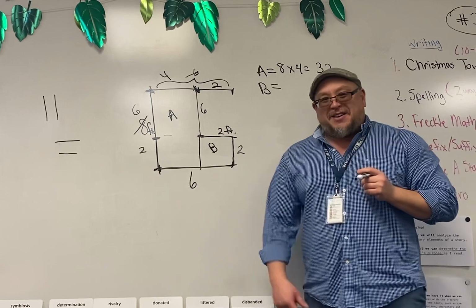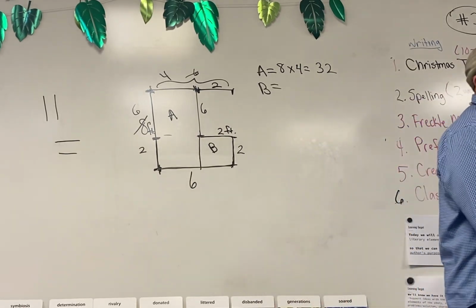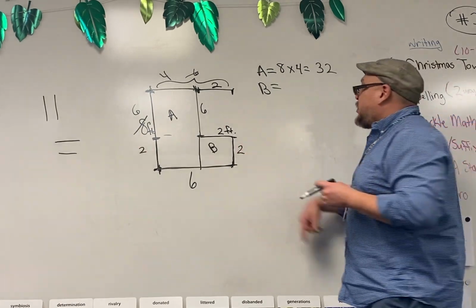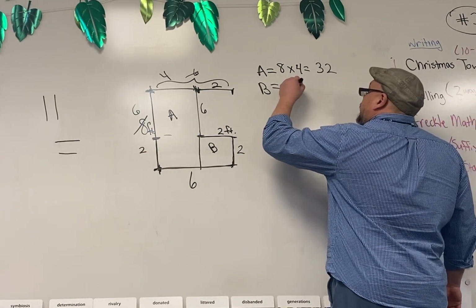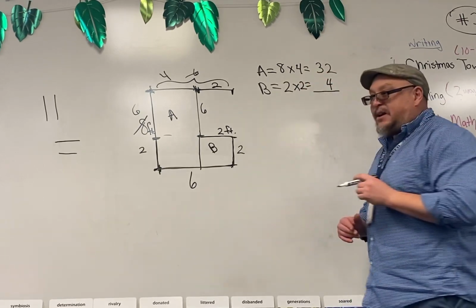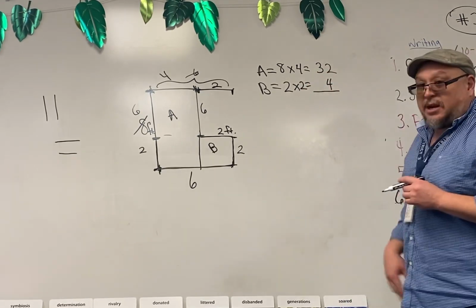Now let's look at shape B. Shape B is a square. So that means all the sides are going to be what? 2. Right. So our length times width is going to be 2 times 2, which equals 4.